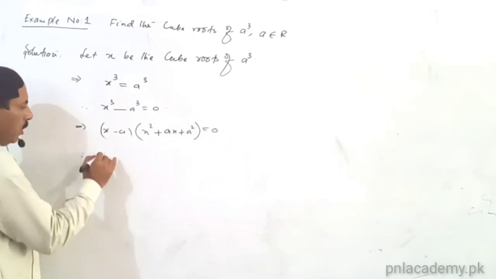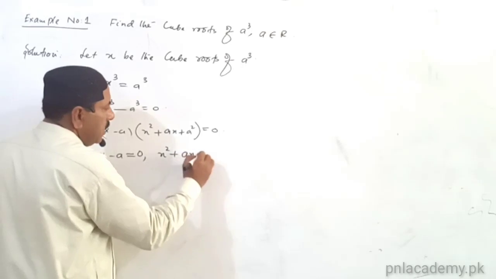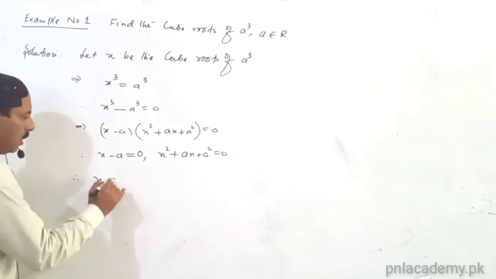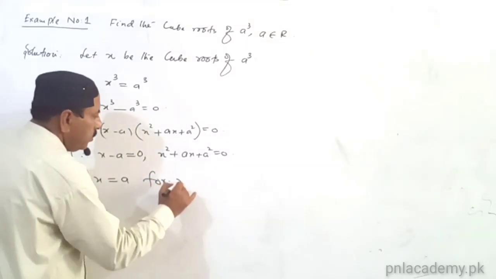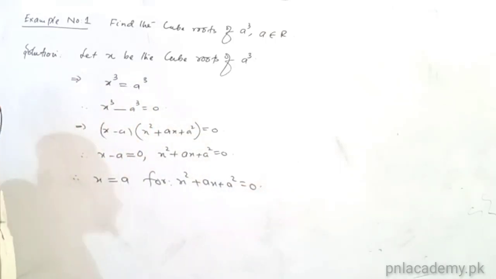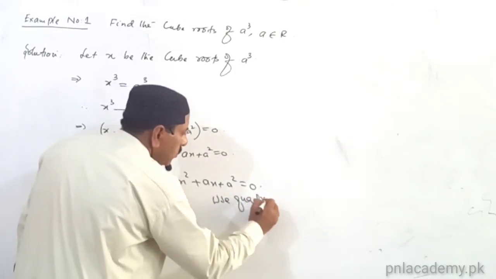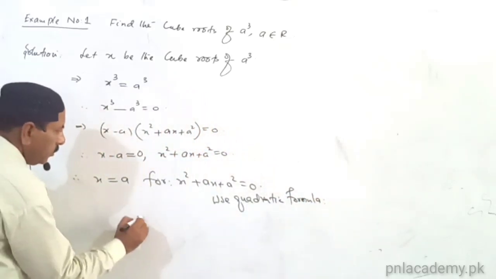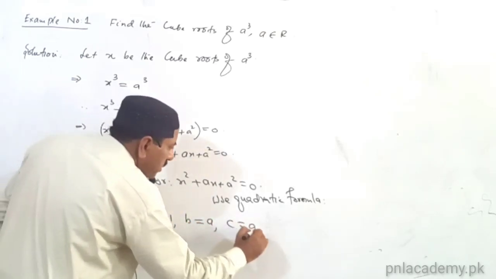Therefore, x minus a is equal to 0 and x square plus ax plus a square is equal to 0. From the first, the value of x is equal to a. For x square plus ax plus a square is equal to 0, use the quadratic formula, where the value of a is 1, the value of b is a, and the value of c is a square.